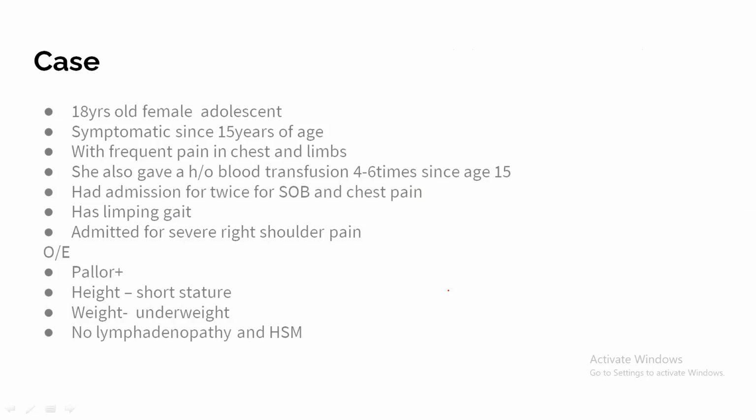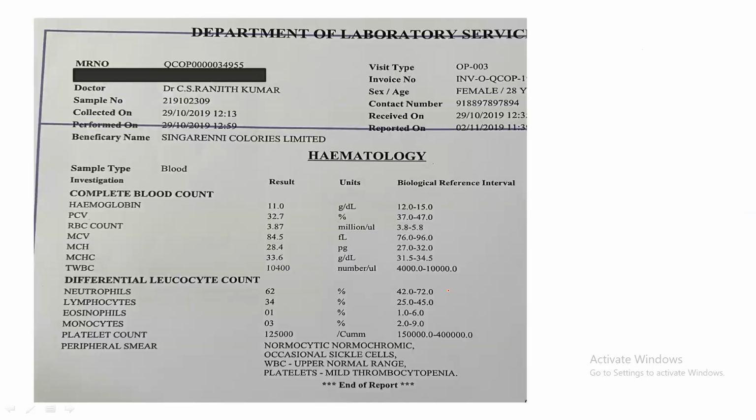She was having a pallor. She was short stature and underweight, no lymphadenopathy and no hepatosplenomegaly. This is her CBC. If you look at the CBC, she's probably not having much of anemia. 11 is the hemoglobin. If you see the MCV, it is normocytic, and WBC count is fine, and platelet count is also fine. So this child is having, of course, like female children in our country, as per the definition, less than 10, we call it anemia.